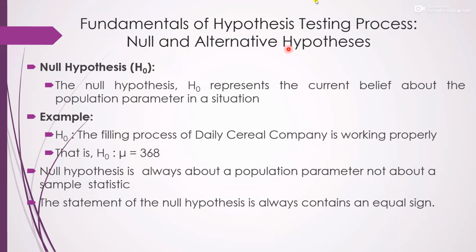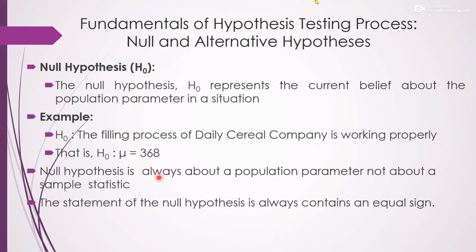Right? So the null hypothesis always reflects the current belief about the population parameter. Always don't forget, the hypothesis is always related to the population parameter, not the sample statistic. If we specify H naught: X bar is 365, that is wrong. Hypothesis, either null or alternative, should be related to the population parameter, not a sample statistic. This is very important.